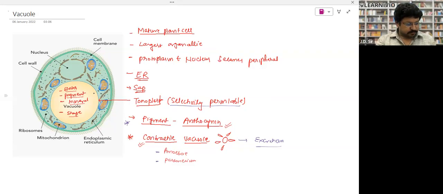Next point. A mature plant cell has a single large central vacuole which occupies 90% of the volume.